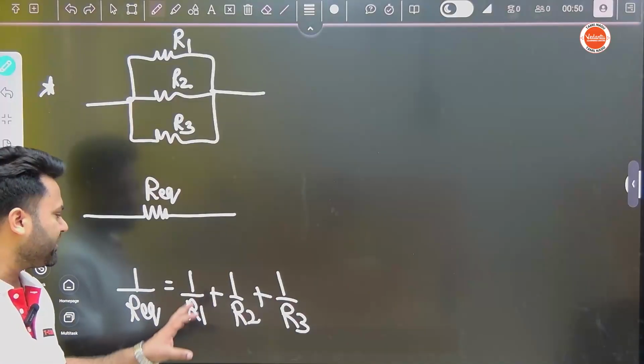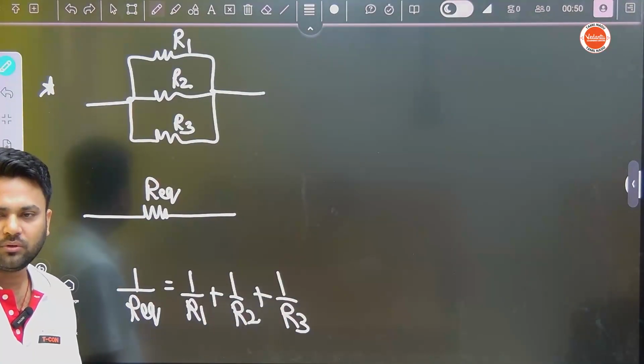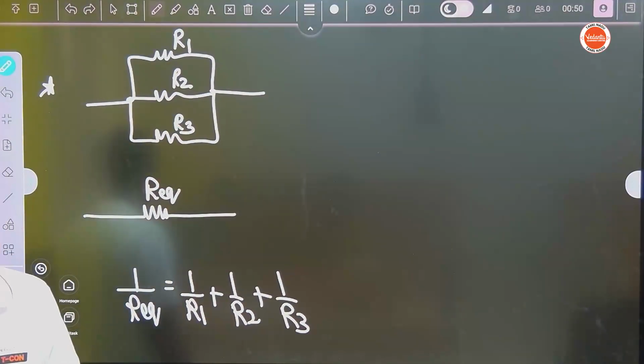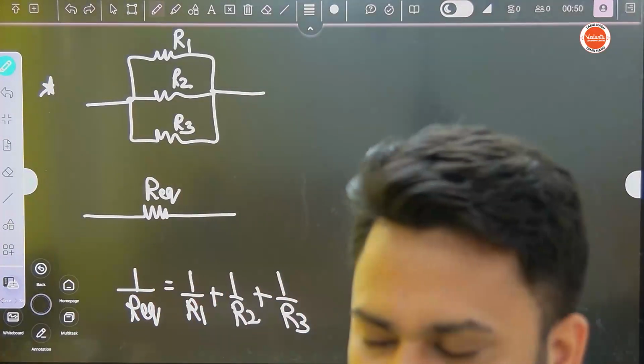Now what people do mistakes, they solve this and suppose the answer is coming 2. So they will write 2. No, 1 by R equivalent will be 2. So R equivalent will be 1 by 2. These small things you have to take care. Right.